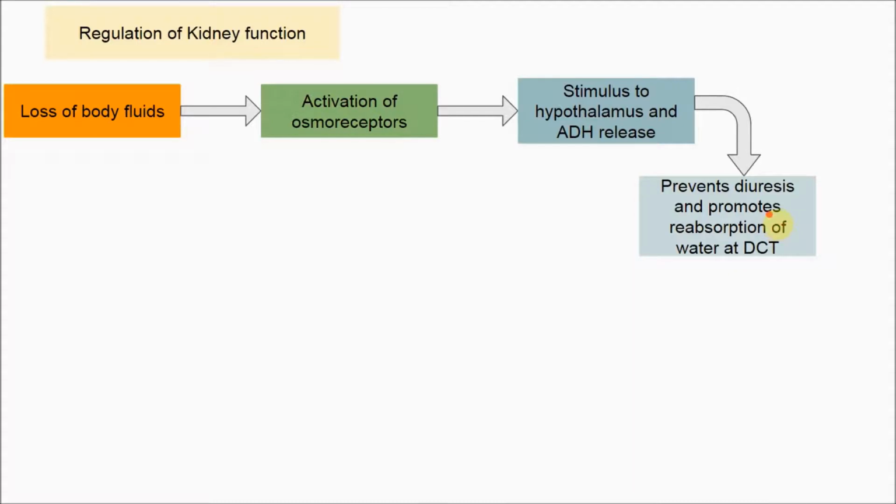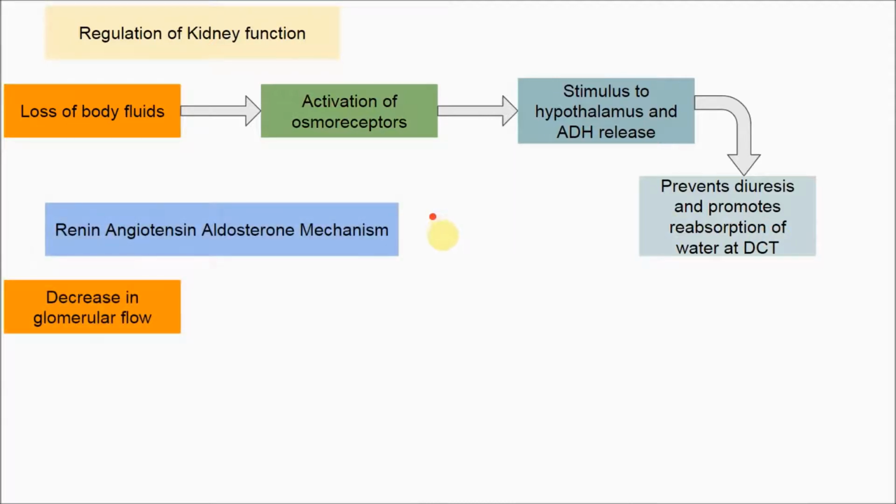Remember, the collecting duct and the DCT are impermeable to water. It is mainly the ADH hormone that can make the DCT and the collecting duct permeable to water, and hence complete reabsorption of water can be done, right? Now let us look into another mechanism called the RAS mechanism, the renin-angiotensin-aldosterone system. This is a way more complicated system for maintaining proper kidney function.